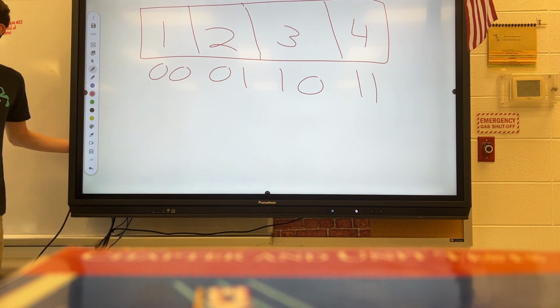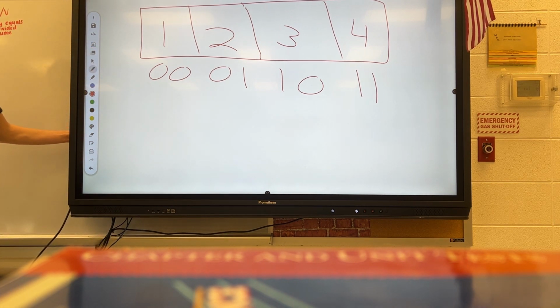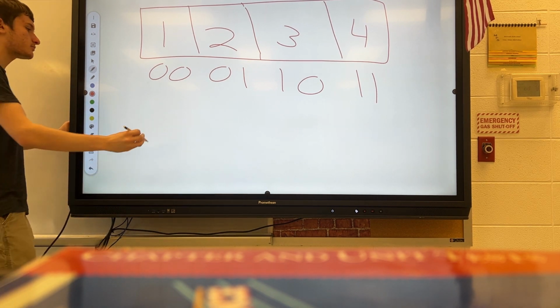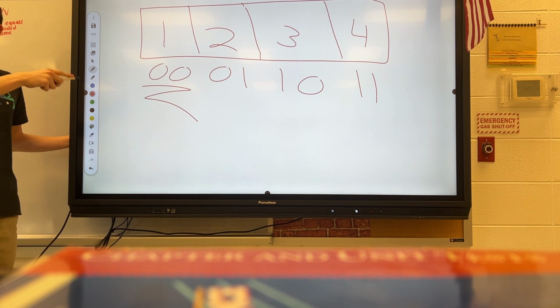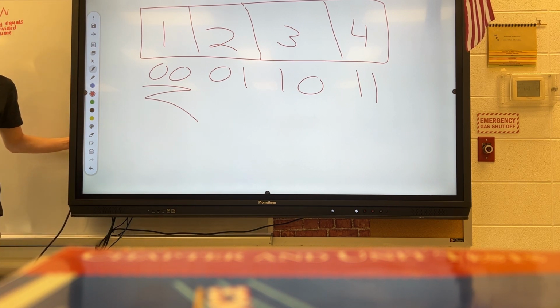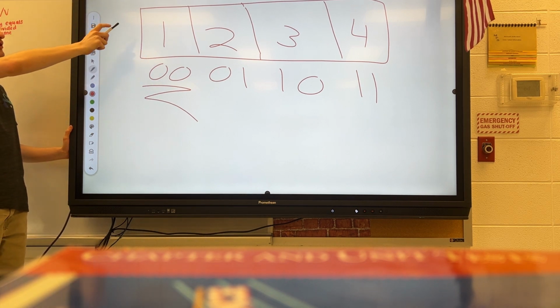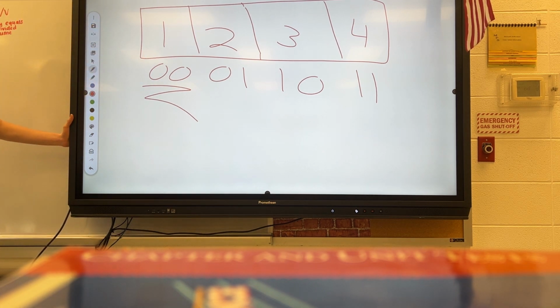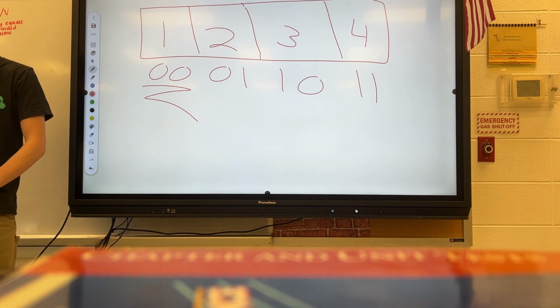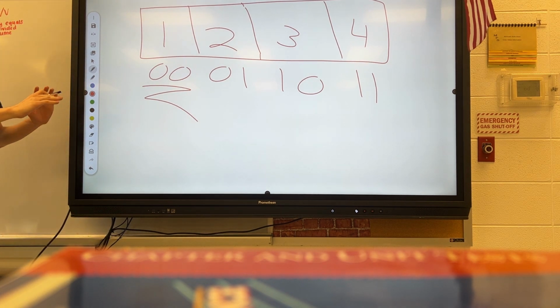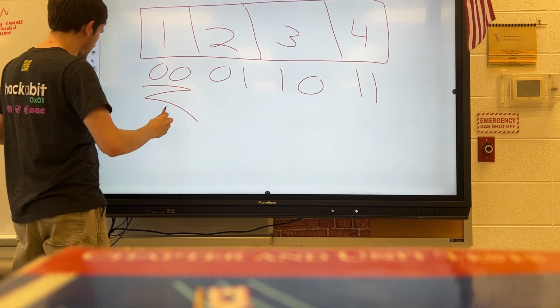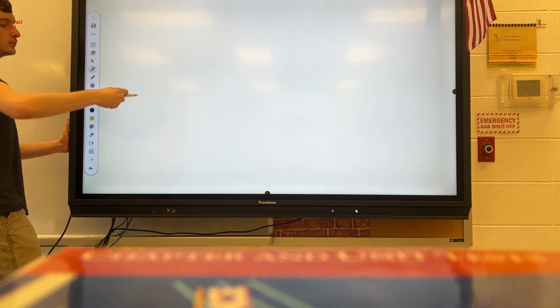Now, what address is the value 4 stored in? 1 1. Yes, binary 1 1. Where is the address for 1? 0 0. Okay. So that is where it's stored inside our memory, inside our files for our programs. 1 is stored at the address 0 0, and 4 is stored at the address 1 1. Now that's just a simplified version. It gets way bigger than that, but that's how you can see where that is.